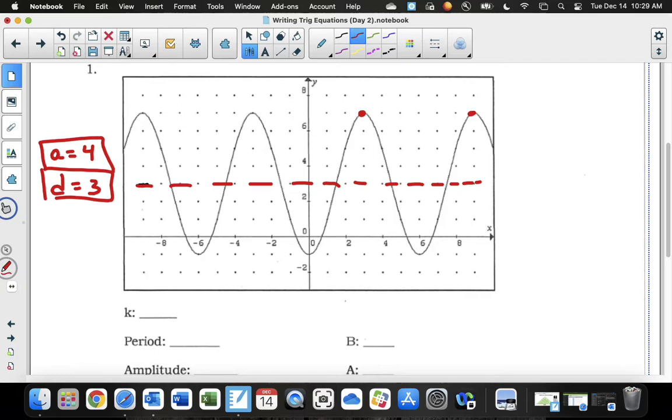Okay. Now, how does that help us find B? The period, remember, is 2 pi over B. And we know that the period, based on what we just said, is 6. We don't need to find the period, we know it. And now we solve for B. What do we get?